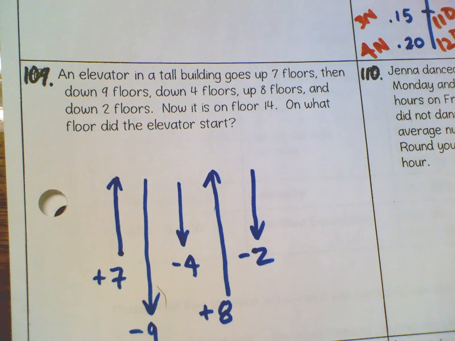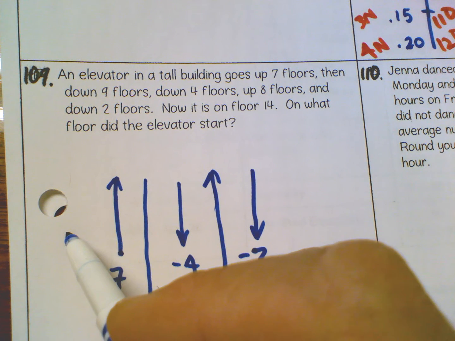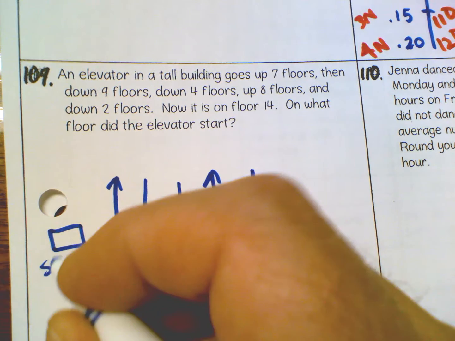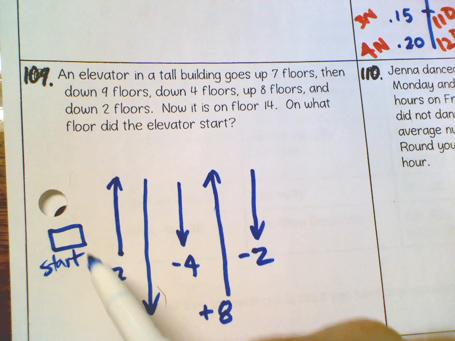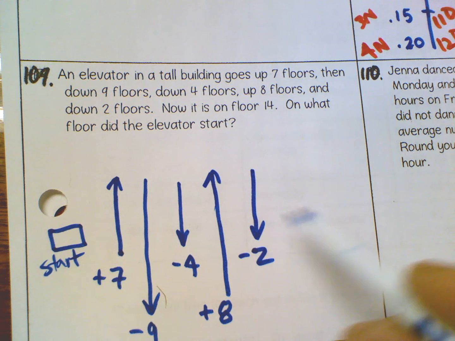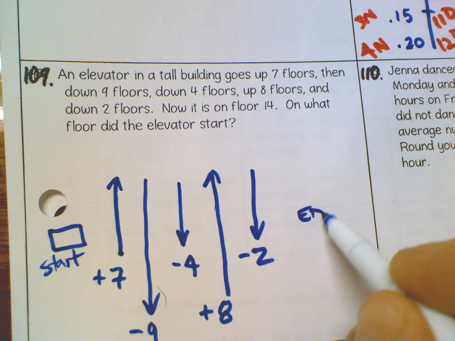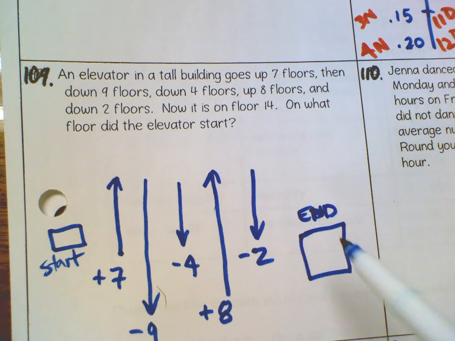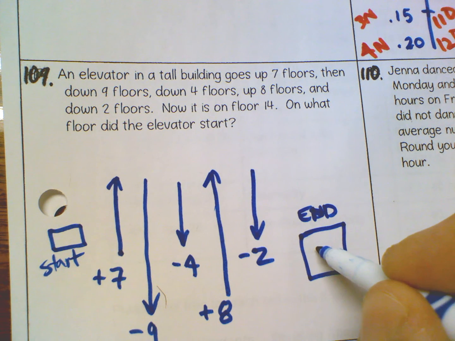So if we look at these numbers, we think, well, what was the change from the beginning, whatever floor it started on? So this was the start. We've got to figure out the start. What floor did it start on? And we know what it ended on. Its end was the 14th floor.